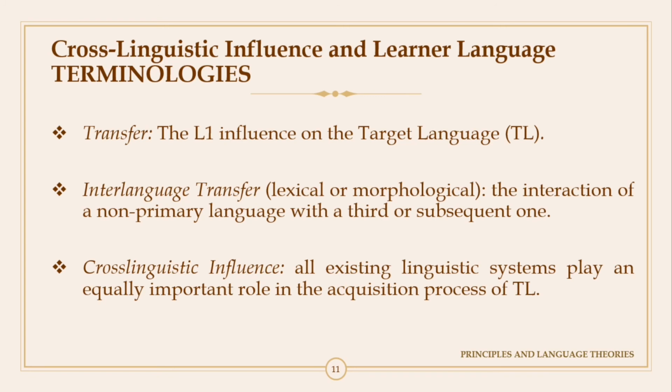First is transfer, the first language influence on the target language. Next is interlanguage transfer, which could be lexical or morphological, the interaction of a non-primary language with a third or subsequent one. Last is cross-linguistic influence. All existing linguistic systems play an equally important role in the acquisition process of the target language.